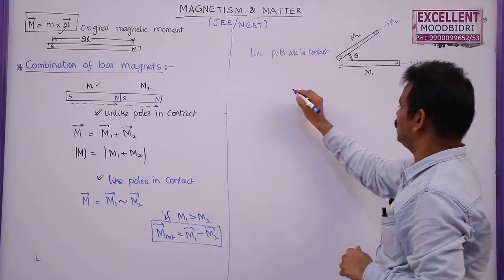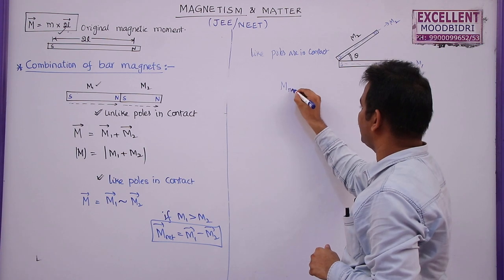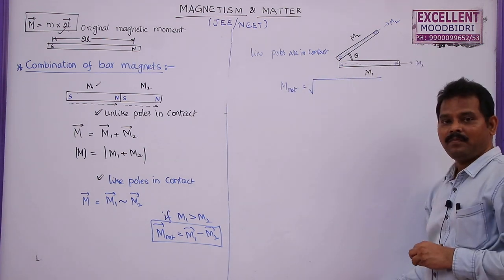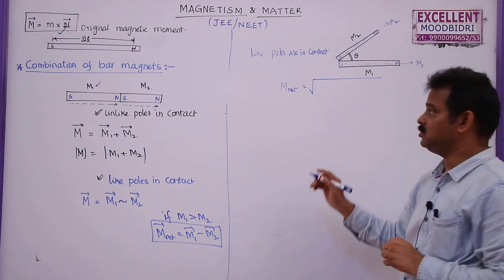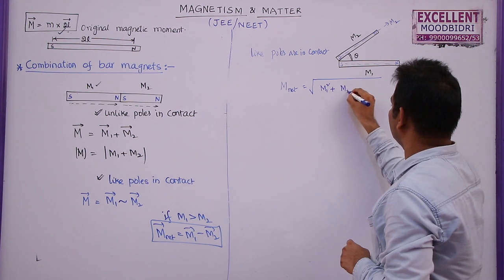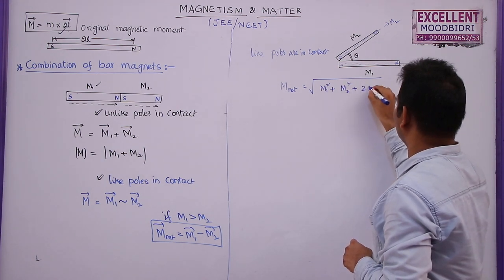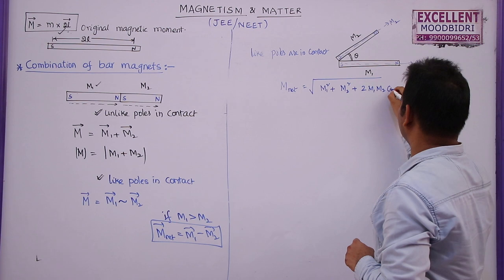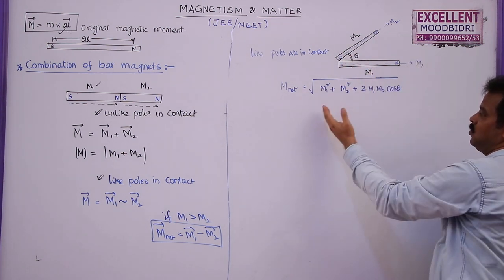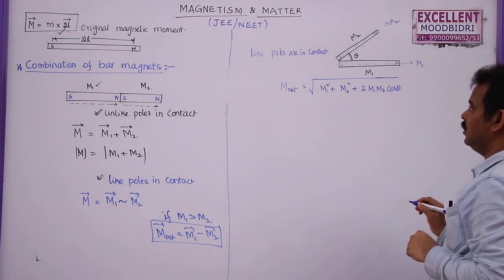Now the resultant magnetic moment or net magnetic moment is given by root over, we are going to use the parallelogram law of vector addition, M1 square plus M2 square plus 2 M1 M2 cos theta. So if you know this theta value, you can find this magnetic moment very easily.